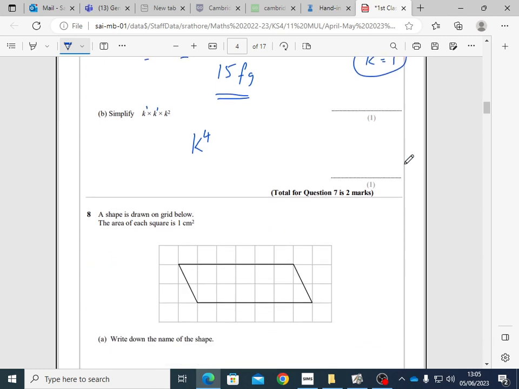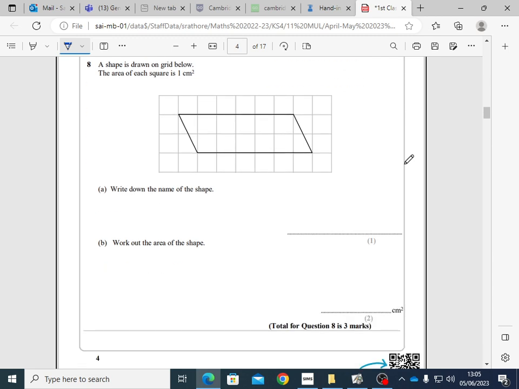So keep that separate. Don't get that confused. Right, look at this shape. The area of each square is 1 centimeter squared. Write down the name of the shape. What type of shape is that? Parallelogram. Rhombus. Now, since you said that, rhombus, don't forget a rhombus has all the sides the same. It's like a square pushed over. This is a rectangle pushed over. That's a square pushed over. Okay, just be careful.